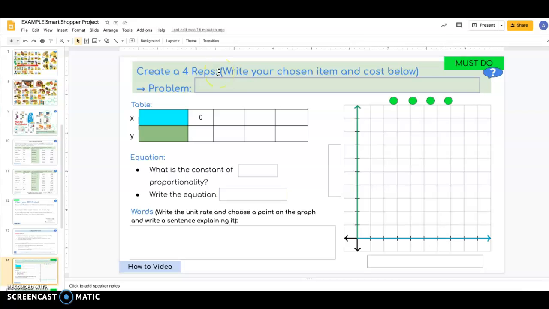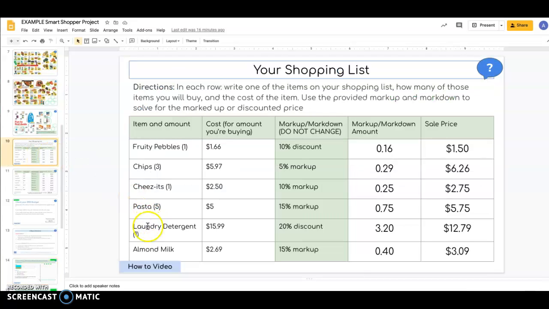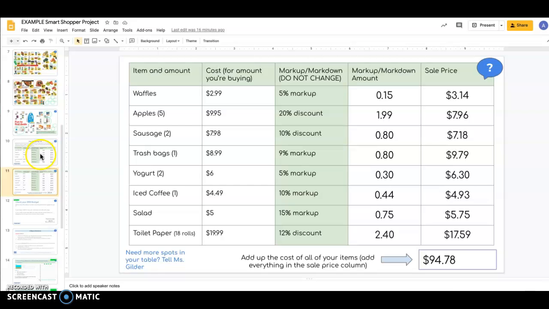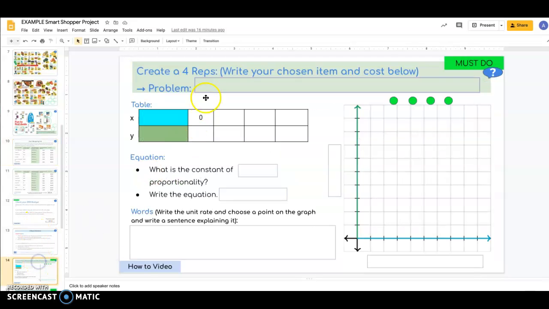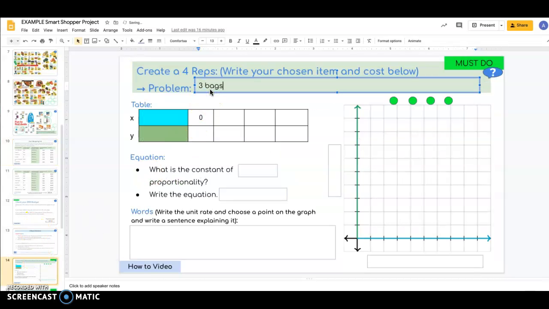So that means I need to go back to my shopping list and choose an item and its cost. So I'm going to go to page 10. I'm going to look for something that I have multiples of. So I'm going to choose chips. So I have 3 bags of chips, cost $5.97. So here, I'm going to put 3 bags of chips, cost $5.97. So this is my problem.